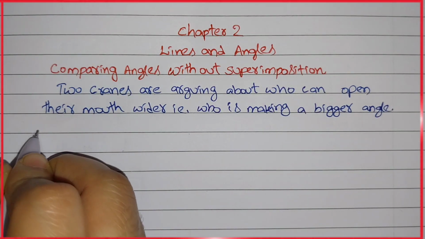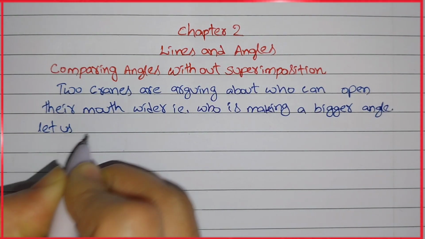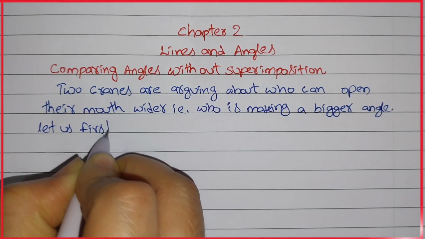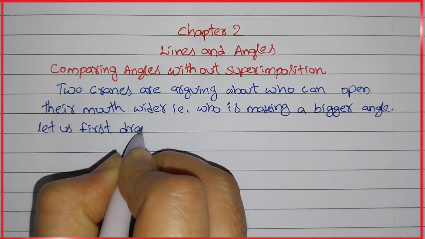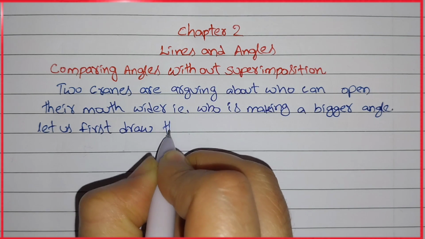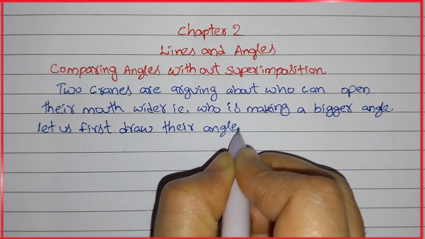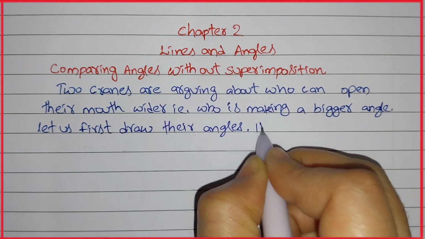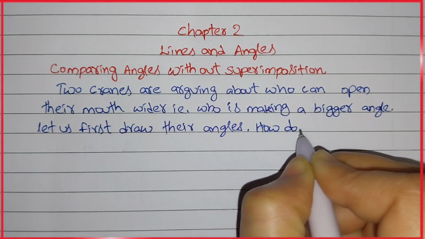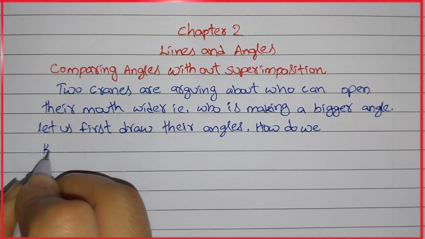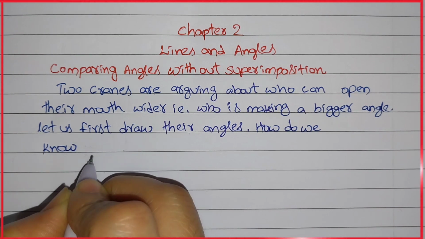In this video we are going to learn a new topic, that is comparing angles without superimposition, chapter 2, lines and angles. Here is a funny example to begin with. Two cranes are arguing about who can open their mouth wider. That means whose beak makes a bigger angle. To check this, let us first draw the angles formed by their beaks.